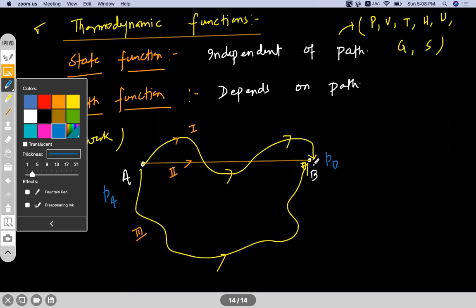Are you getting it? That's why the pressure and all other variables that I have written are state functions. It just depends upon initial and final state, just depends upon the state of the system. Yes, clear? Any doubt in this?